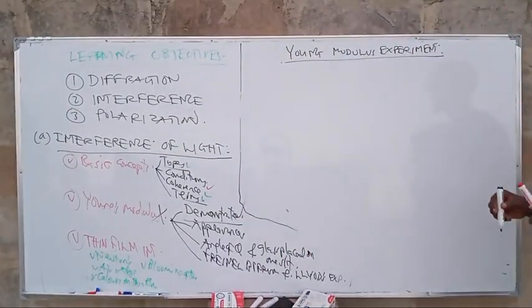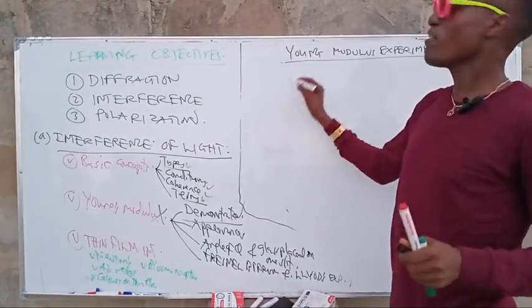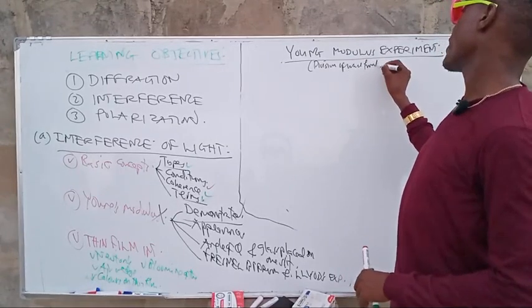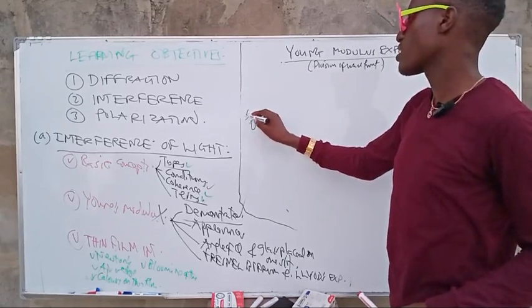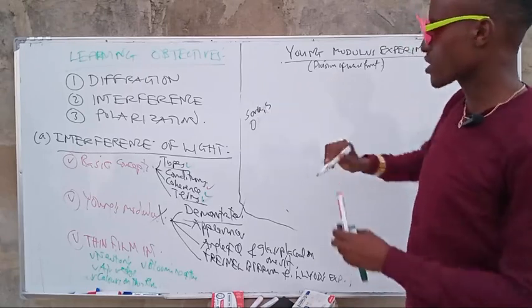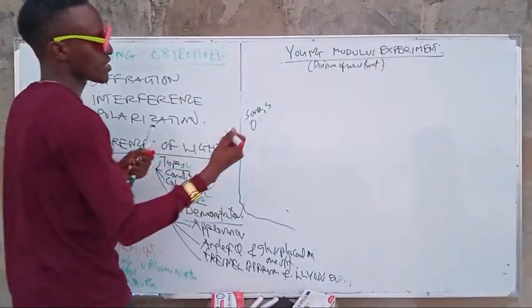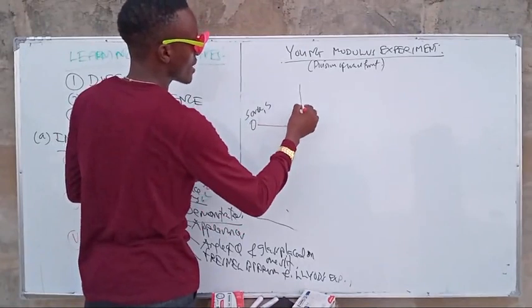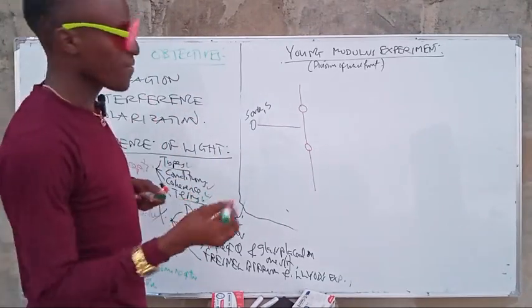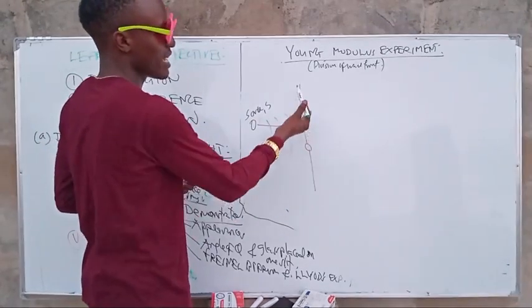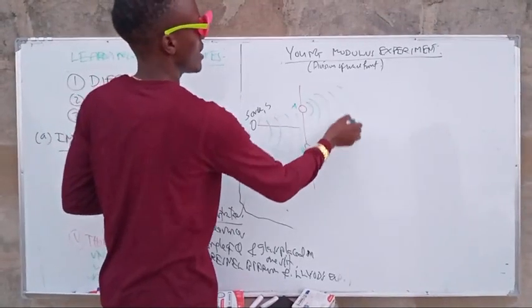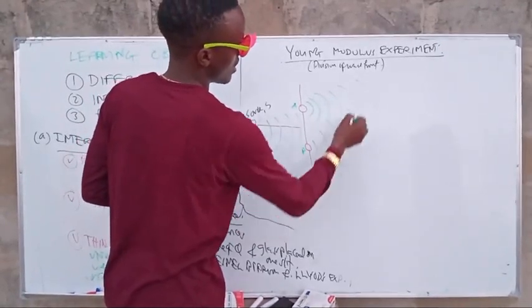Young achieved coherence by using the division of wavefront. This is the primary source, let's say source S, which emits light. But we have slits here. Light forms the wavefronts, but they are limited by the obstacle. So this is slit A and this is slit B. This one starts here, and this also starts here, and they finally interfere.